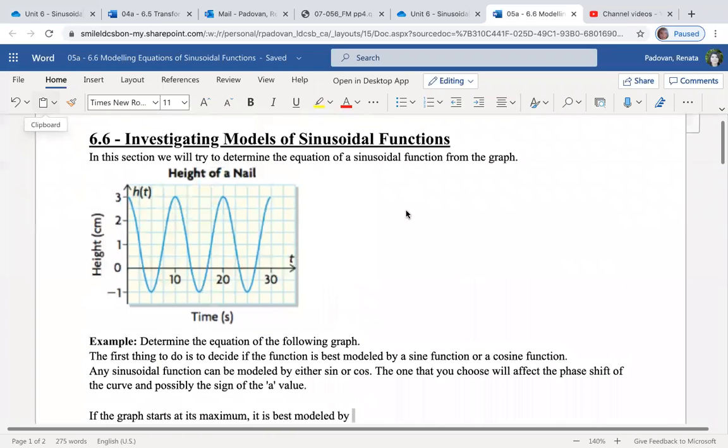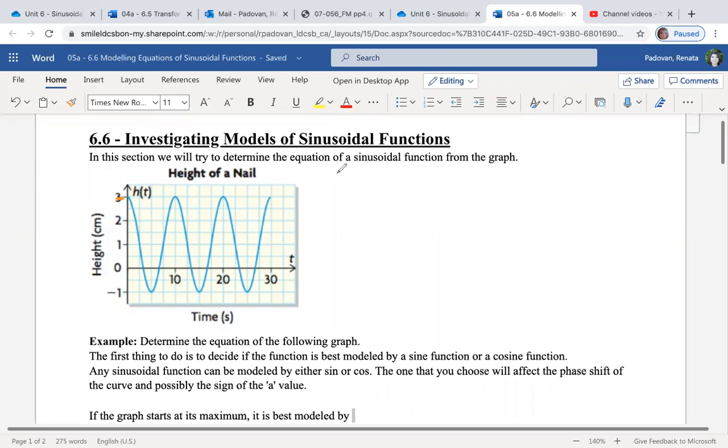Let's go back above, and we've got room here to write it there, right? So if I'm looking here, it starts at a maximum. So let's use a different color so we can refer. It's starting at a maximum value here at 3, right? So if it's starting at a max, I go back to my list right here. If it's starting at a max, it's best modeled by cos.